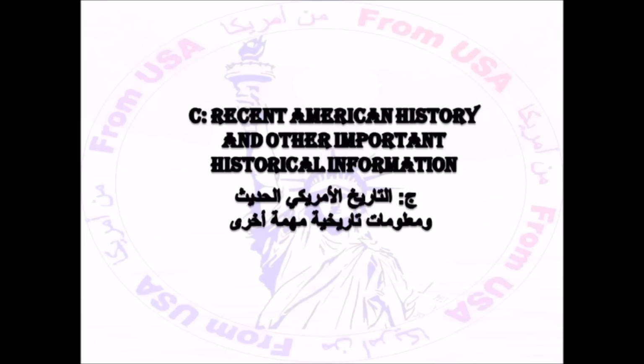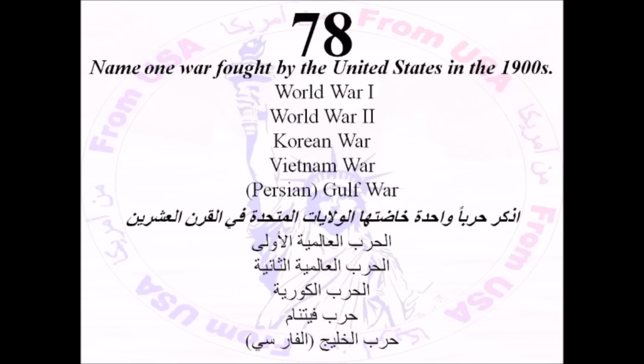American History, Part C. Recent American history and other important historical information. Number 78. Name one war fought by the United States in the 1900s. World War I, or World War II, or the Korean War, or the Vietnam War, or the Gulf War.